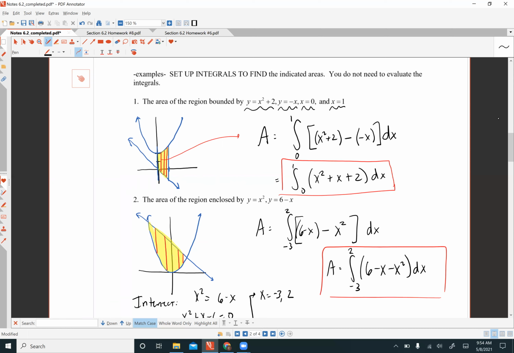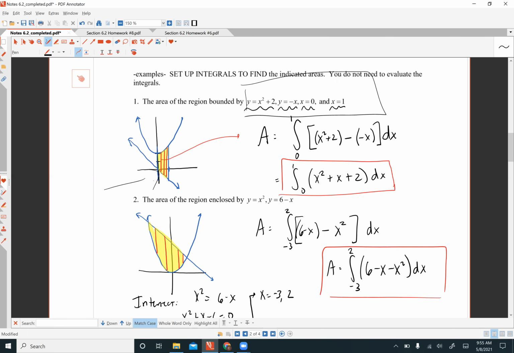Okay, so we want to find, and the wording here might be a little bit different, because you see a bunch of curves: y equals x squared plus 2, y equals minus x, and then x equals 0 and x equals 1. Those are just vertical lines. And so you see the graph right here, and the area.